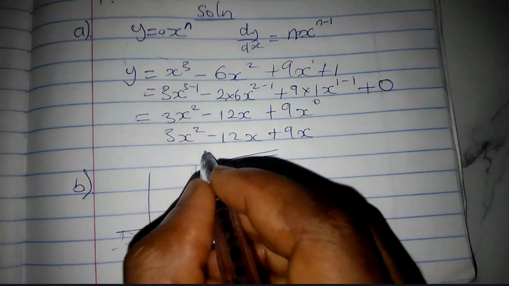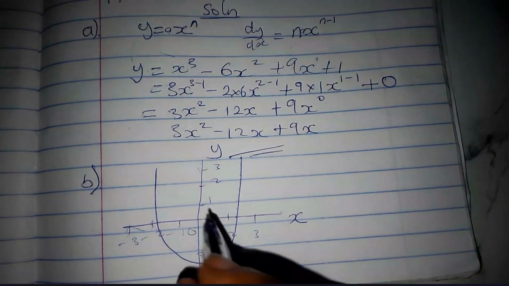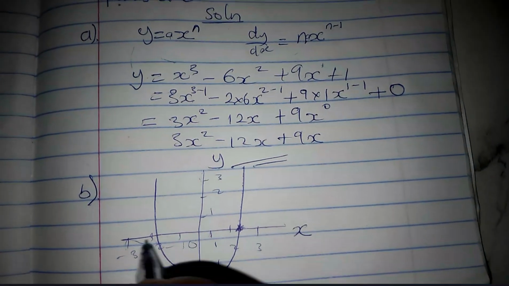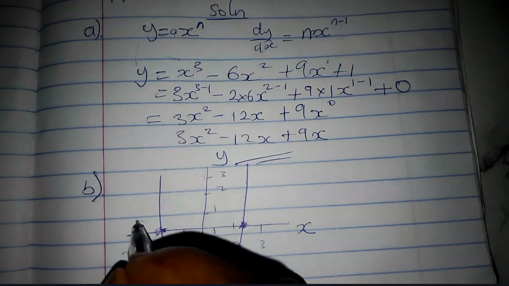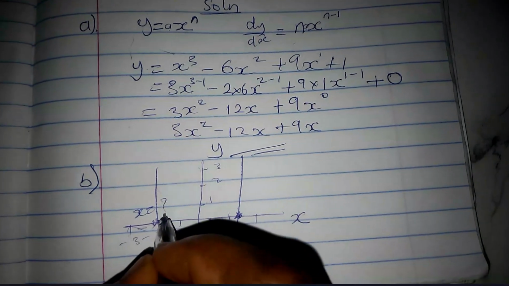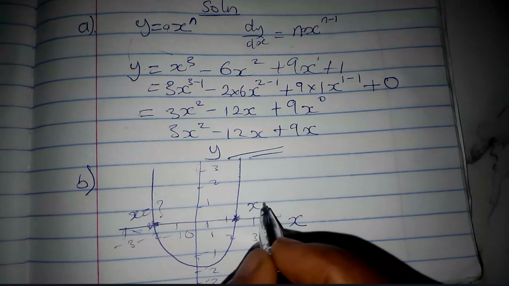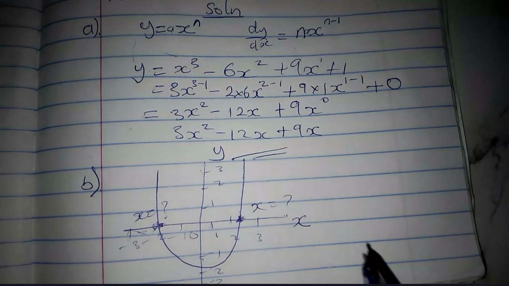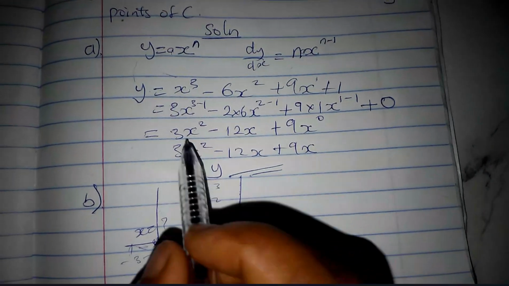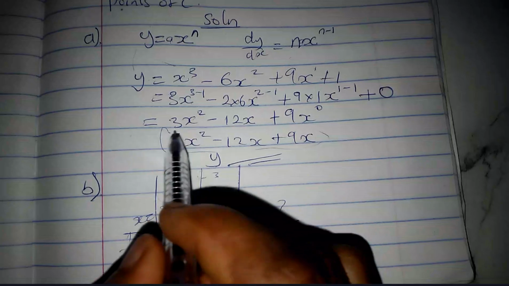So this is the y axis, this is the x axis. We know that at each point here, x is equal to a particular value here, and x is also equal to a particular value here. So they want us to find the two values for this particular equation.